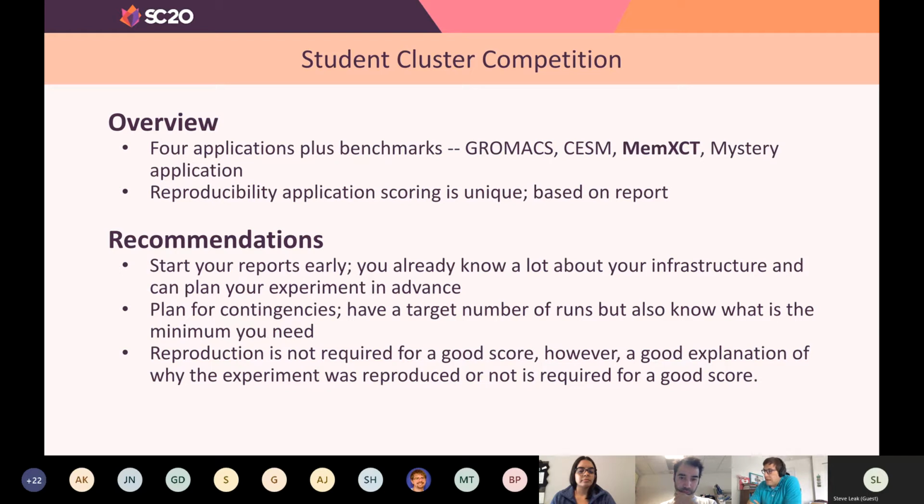So I think that this is a unique and very interesting challenge and part of the student cluster competition, and it is one that really requires you to start thinking about it now. So I encourage everyone to do that and really enjoy the competition.